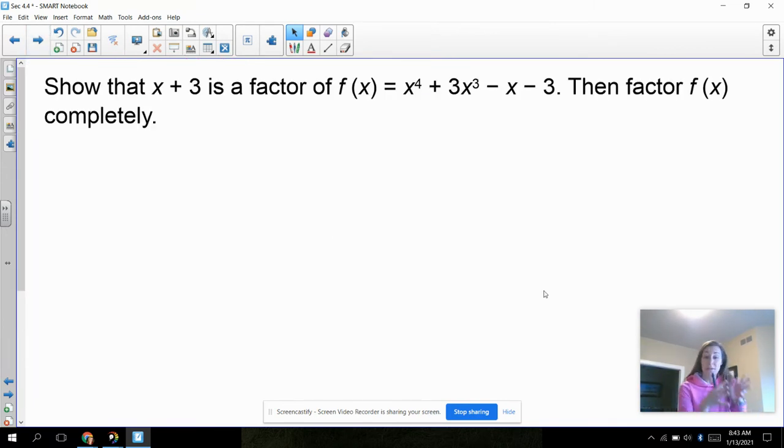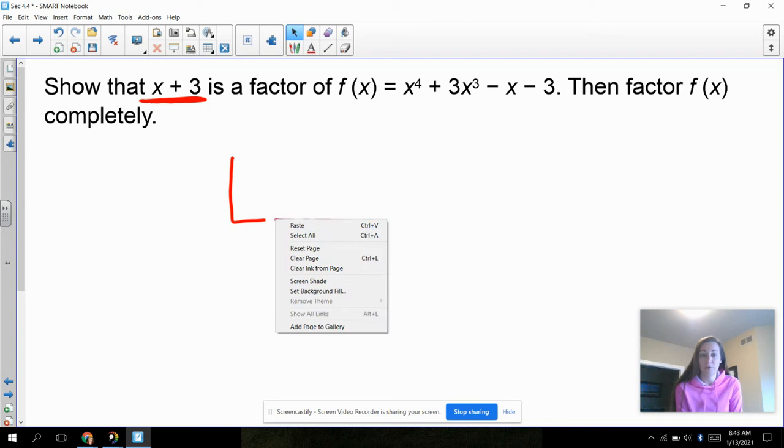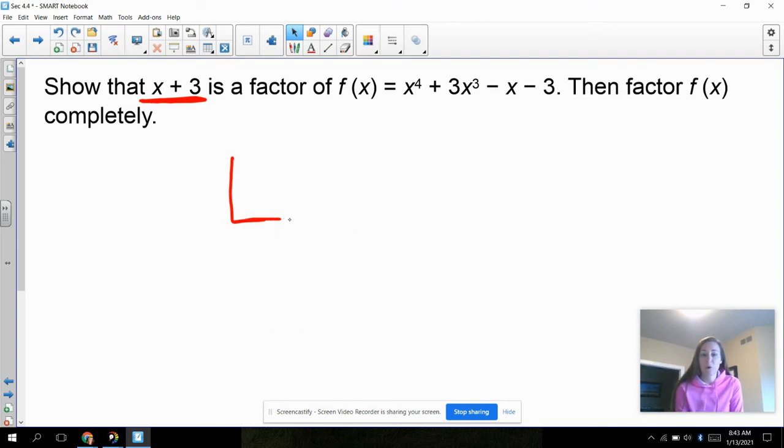Part 2 is putting that idea together with what we were doing the last couple classes, which is this whole factor it completely process. Right, so we're going to do the same thing, but notice, like I was saying on the page before, it's telling me this time, show that this thing is a factor. So it's telling me right off the bat that this is going to give me a remainder of 0 because it's saying it is a factor. So I'm going to do the process, and I know I'm going to get a 0 here.